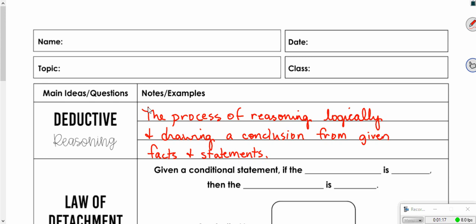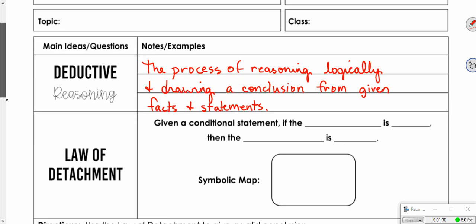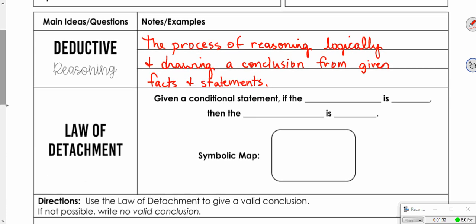Okay, so again, inductive reasoning, we draw conclusions based on patterns. Deductive reasoning, we're drawing conclusions from given facts and statements. And that's where these logic laws are going to come into play today. So the first one here is the law of detachment.